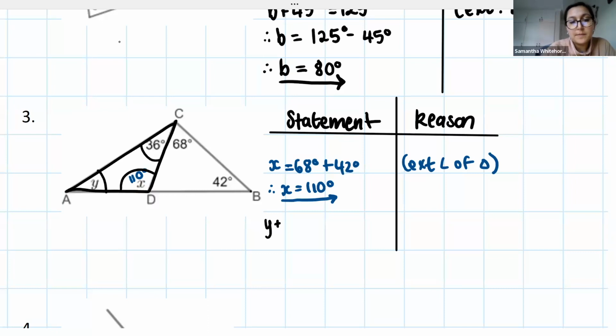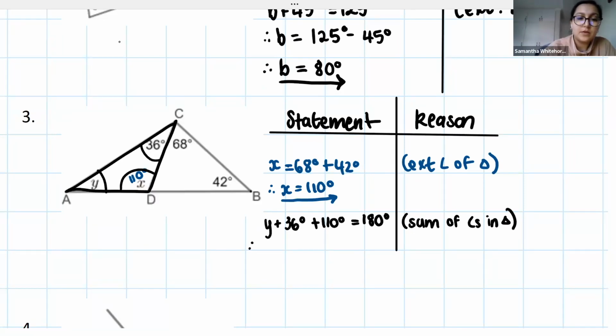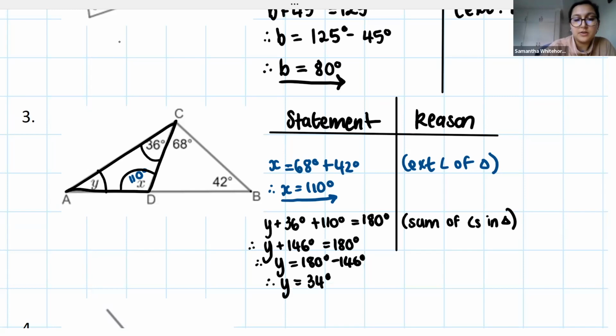So I know that Y plus 36 plus the 110 that I've just found. And that's again why I write angles down on my diagram. Because I knew 110, it now helps me to find Y. And that's because of sum of angles in a triangle. Okay, 36 plus 110, I'm going to add together to give me 146 because they're like terms. And using inverse operations, I now subtract 146 on both sides. And so that leaves me with a y value of 34 degrees.